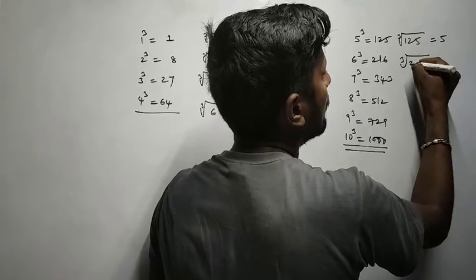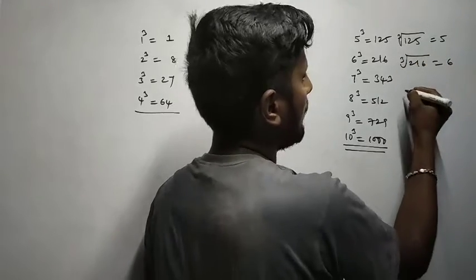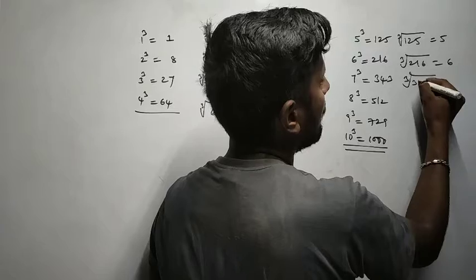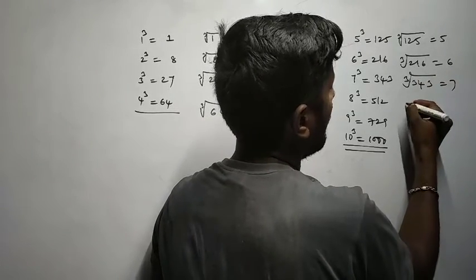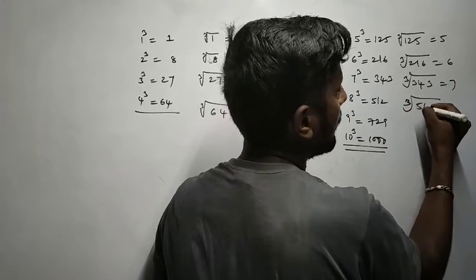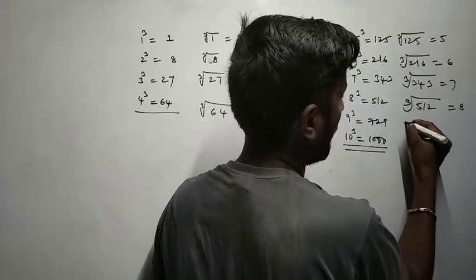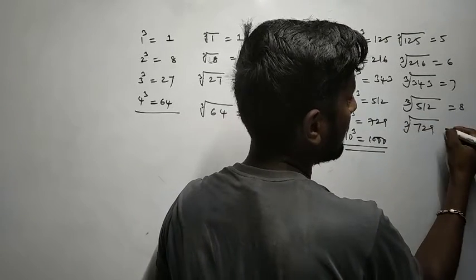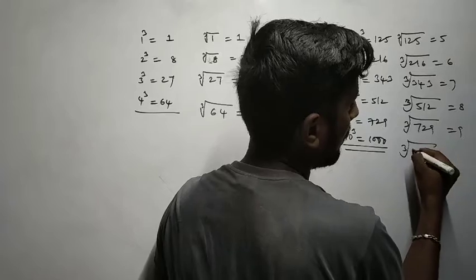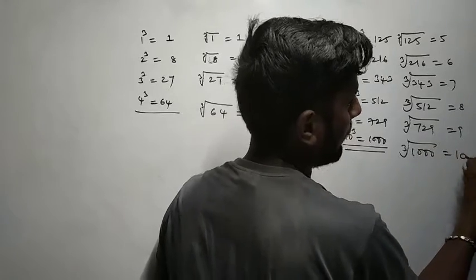Cube root of 216 is equal to 6. Cube root of 343 is equal to 7. And the cube root of 512 is equal to 8. Cube root of 729 is equal to 9. Cube root of 1000 is equal to 10.